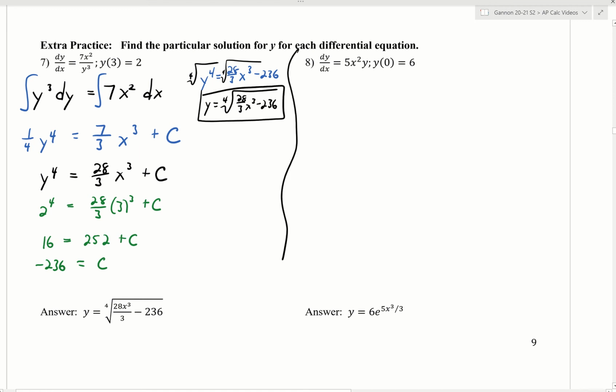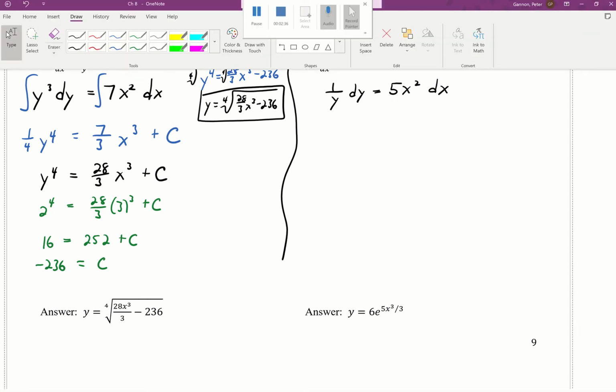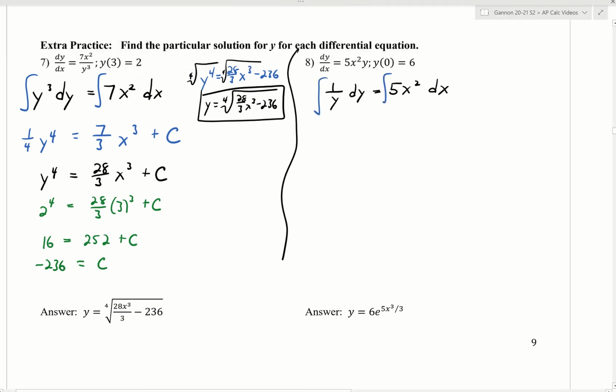All right, taking a look at the next one. We want to get the y's over there with the dy, so that's going to give us 1/y dy. And then we want to move the dx over with the 5x squared. At that point, we can go ahead and integrate both sides. This gives us natural log of the absolute value of y. And on the right-hand side, we're going to get 5/3 x cubed plus c.